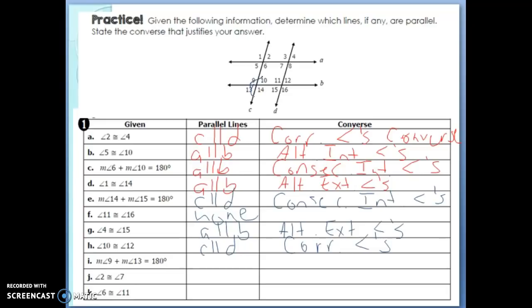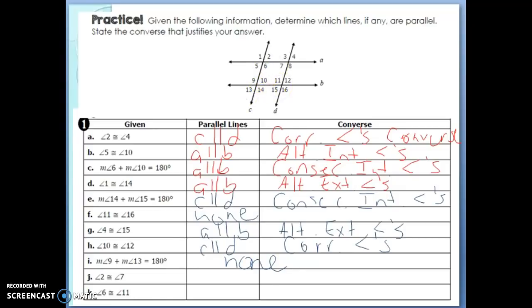We do know that that's a true statement. Angle 9 plus angle 13 equals 180 because they share a line and they share a side. They are linear pairs. But linear pairs don't tell us anything about parallel. It's just another true statement, kind of like vertical angles. So that's a none. We can't say that they're parallel using this.